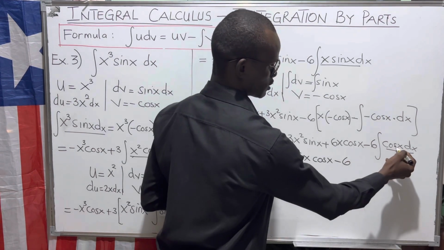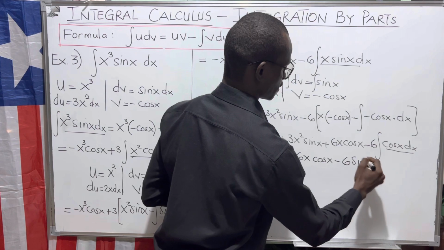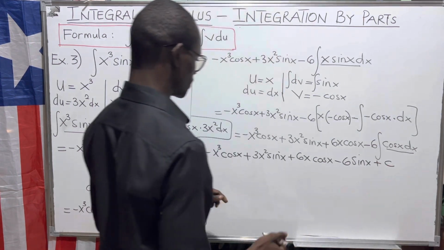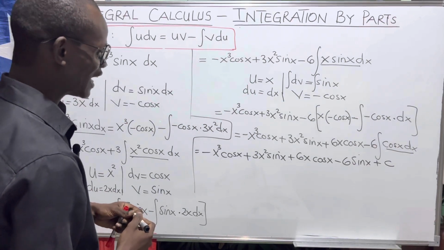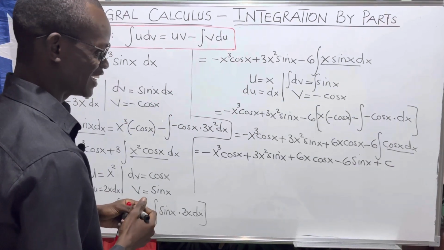Now we integrate cos, we get sine of x. Then we just add plus some arbitrary constant. So is that something we can add? No, we cannot add anything there.